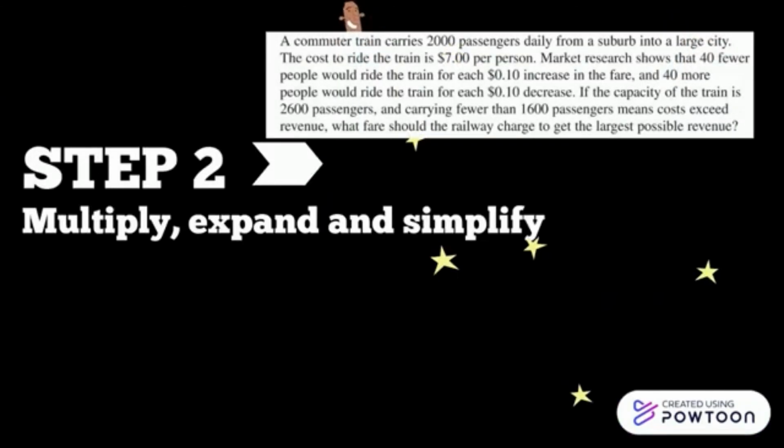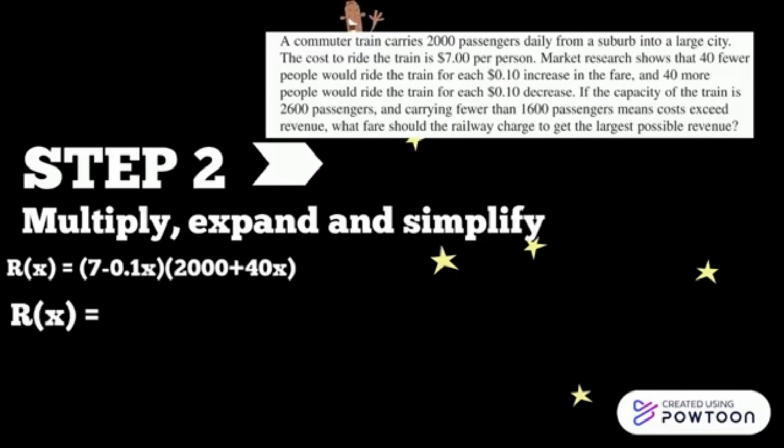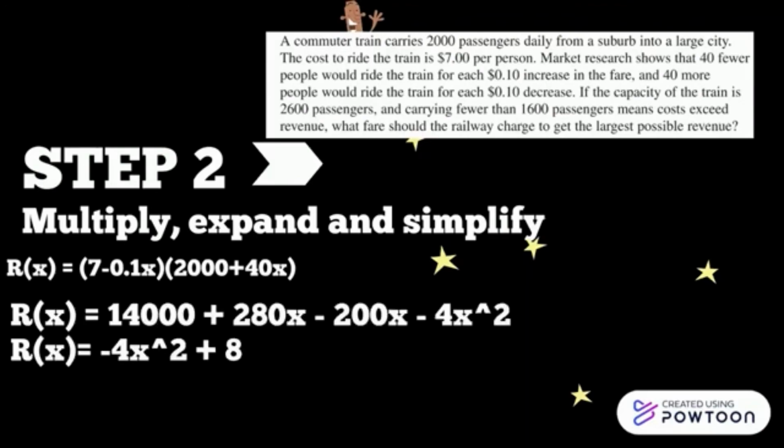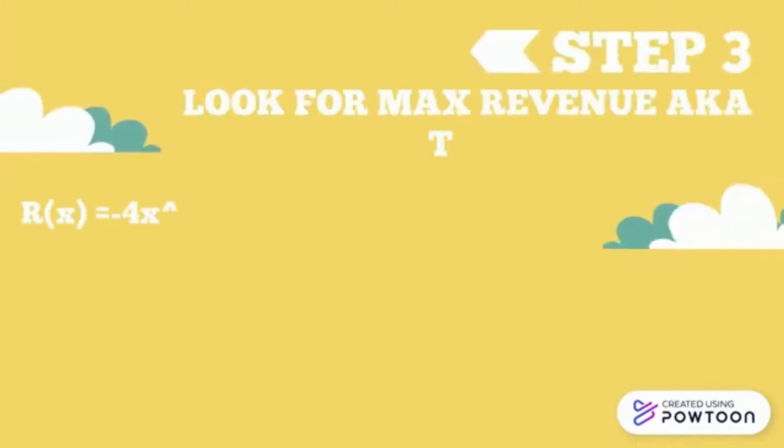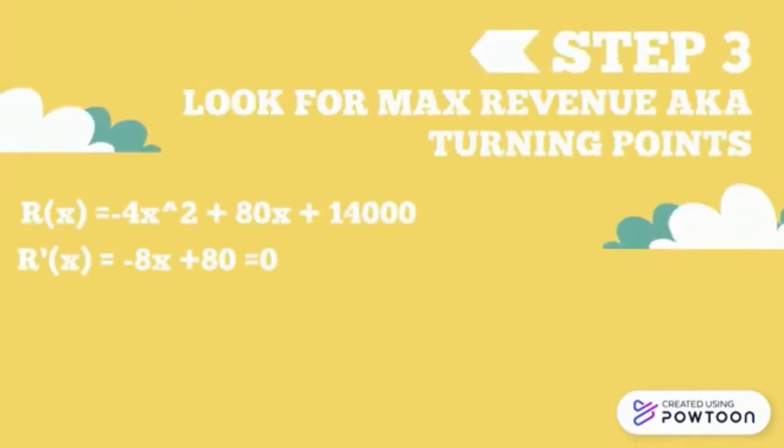We know that revenue equals tickets multiplied by price, so the equation is as follows. After expanding and simplifying, we should get negative 4x squared plus 80x plus 14,000. Next, we have to get maximum revenue, where we let the derivative of R(x) equal 0. Upon simplifying, we will get x equals 10.